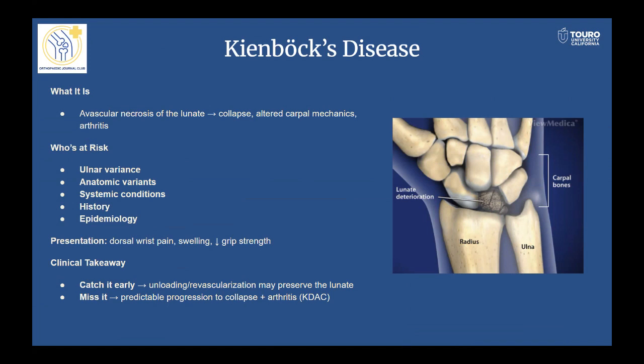Presentation-wise, earlier a patient might come in with dorsal wrist pain, swelling, and decreased grip strength. And later on, when they come in, they will have degenerative arthritis, lunate collapse, and sometimes even malignancy of this bone. The clinical takeaway, before we move on to my other slides, is that catching it early will help preserve the lunate. However, if you miss it, you might have to take out this bone, and this could also lead to arthritis.